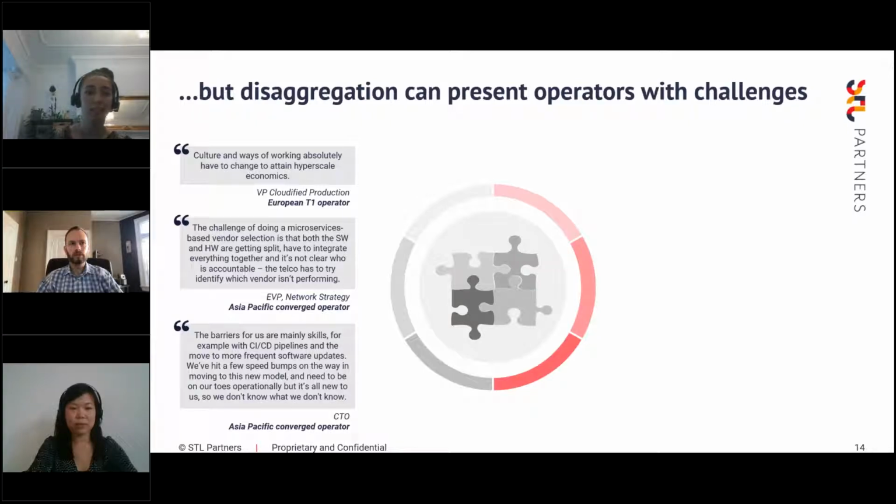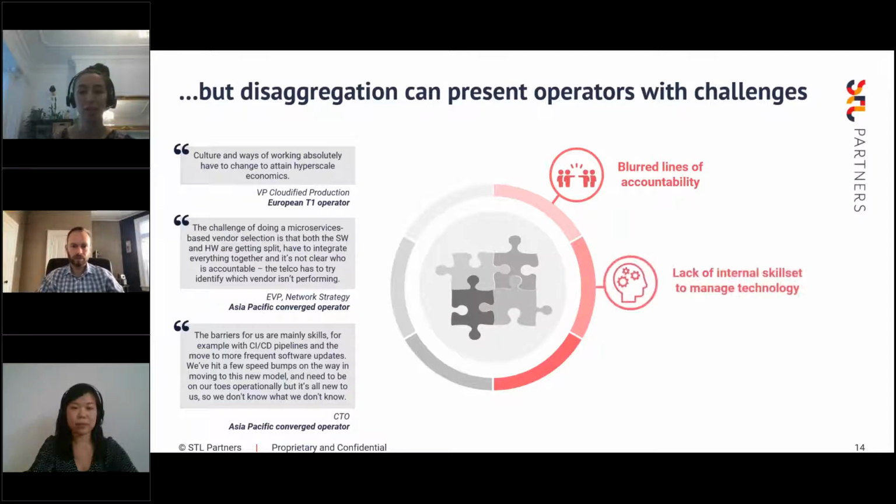It's not all easy. So one of those is that it does increasingly make it harder to place accountability because you're integrating multiple solutions from multiple vendors. It's a lot harder to define who's accountable for any errors, and you lose that one single neck to choke. It's also a challenge in terms of the internal skill set that you need to manage that technology and to deal with all of the different components and to deal with the integration of those. And a lot of operators just feel like they don't have the skill sets internally, and so there would have to be a big effort to either upskill their employees or recruit new employees.